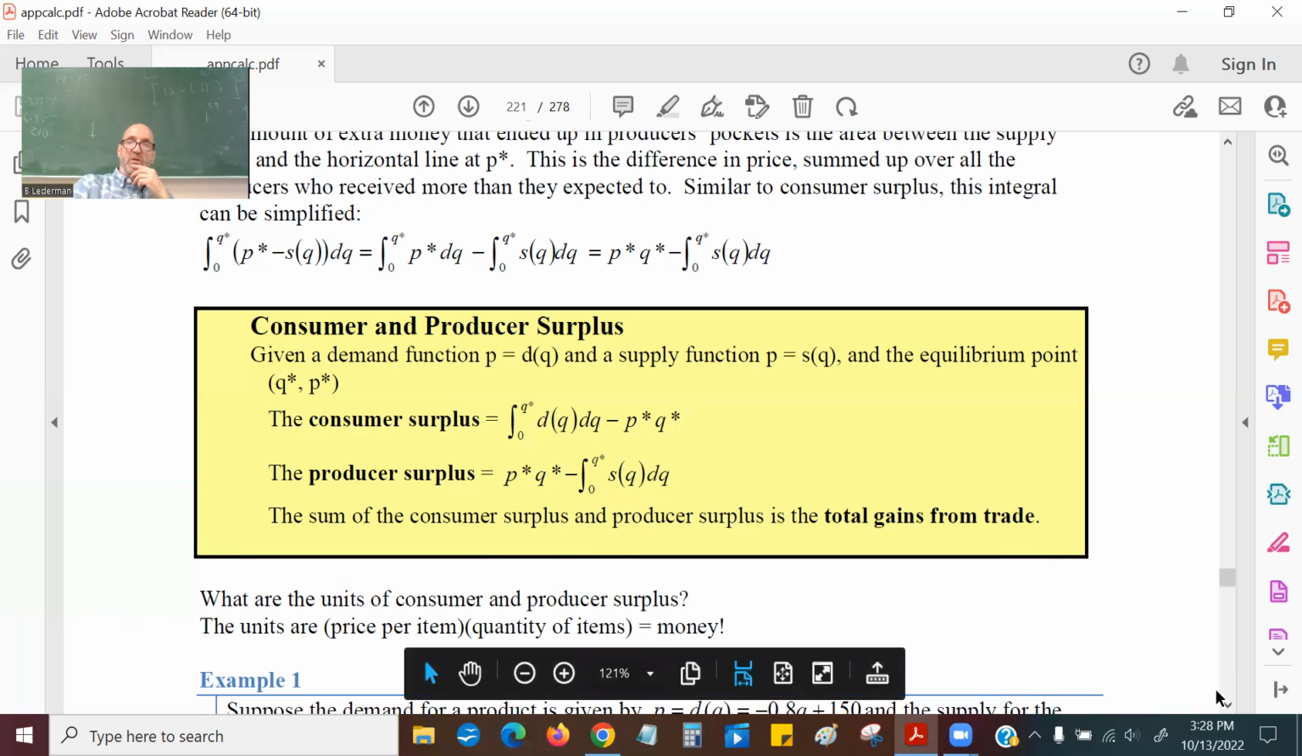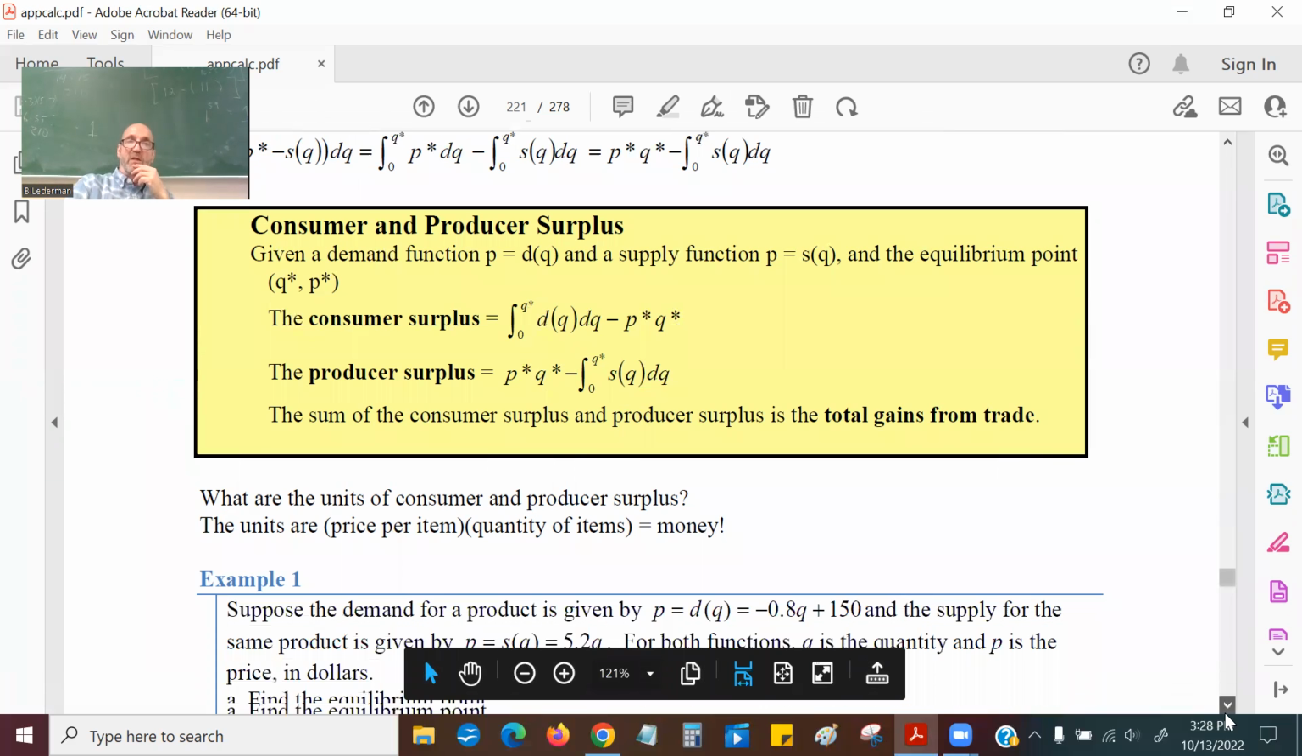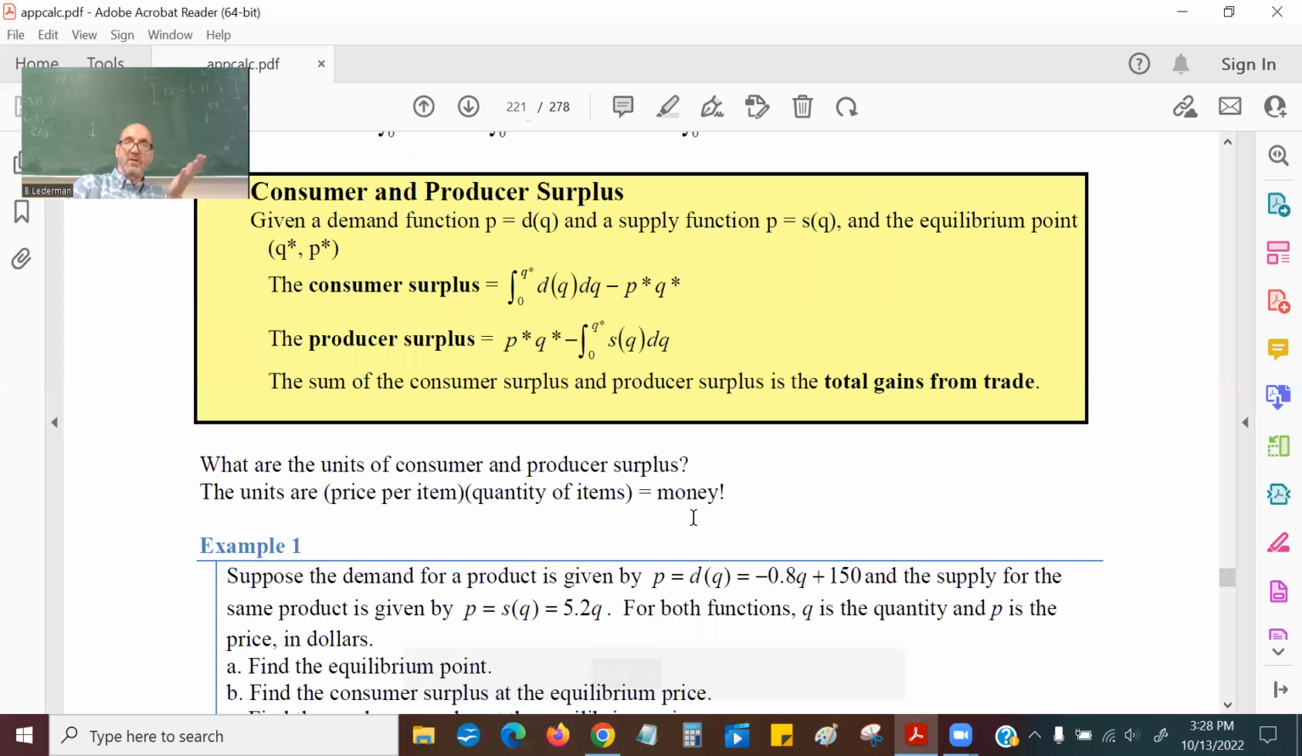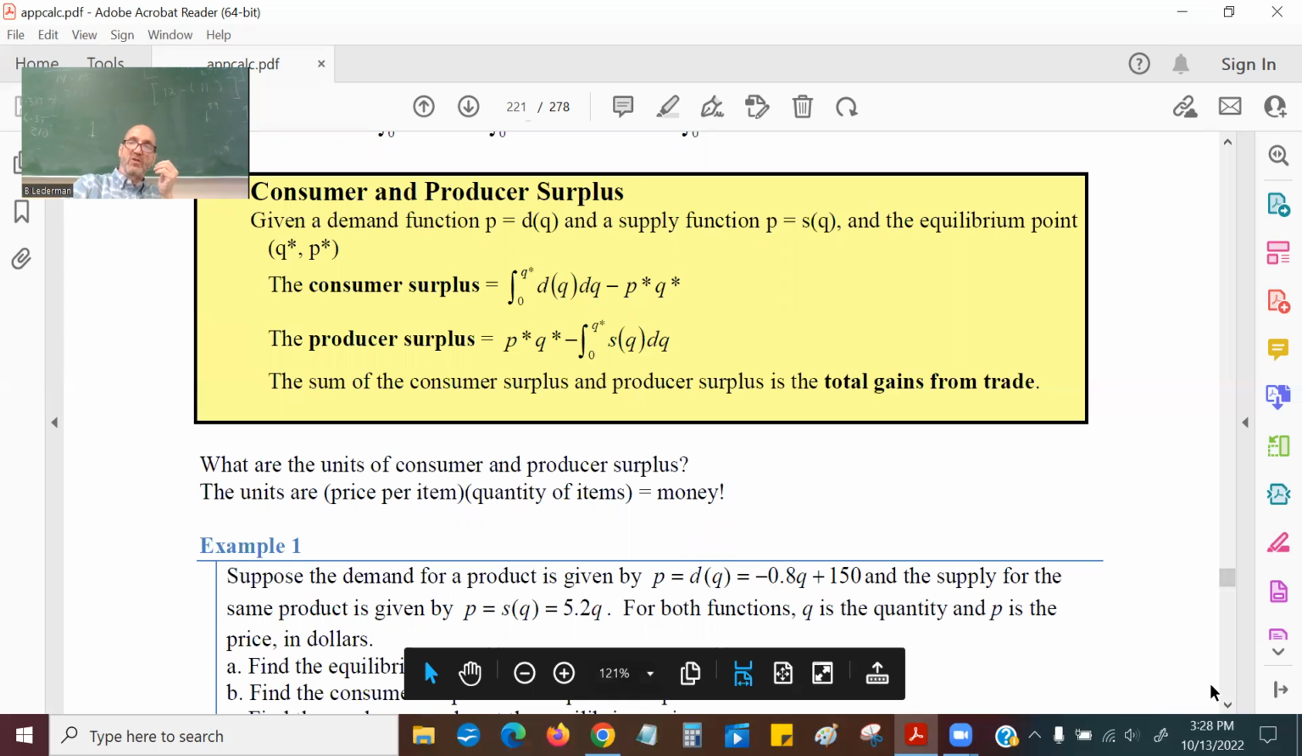So what are the units? Well, the units are just a quantity of money. It's going to be price per item times quantity of items, and that just equals an amount of money. Meanwhile, this is all kind of theoretical.